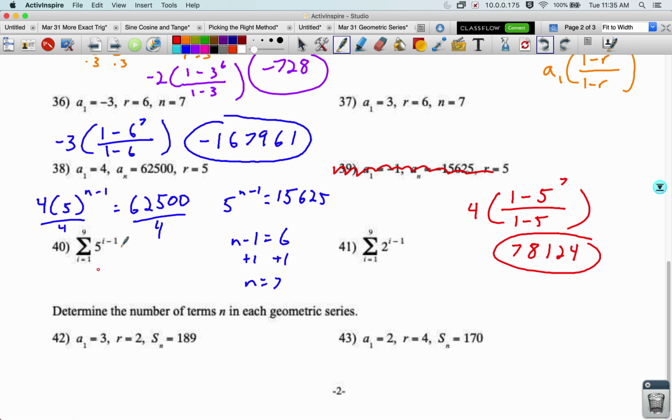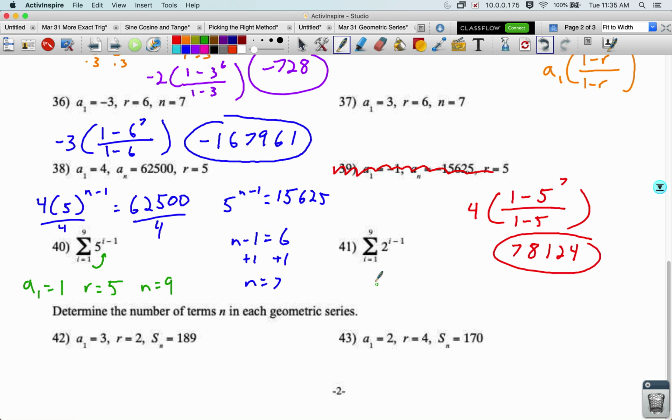Okay, what if it gives it to you in series notation? So we need, again, first term, common ratio, and n. To get the first term, we just have to plug in the 1 here. 5 to the 1 minus 1 is 5 to the 0, so a sub 1 equals 1. 5 to the 0 is equal to 1. Our common ratio is always going to be the base of the exponent, so that's 5. And our n is the number of terms, 9.